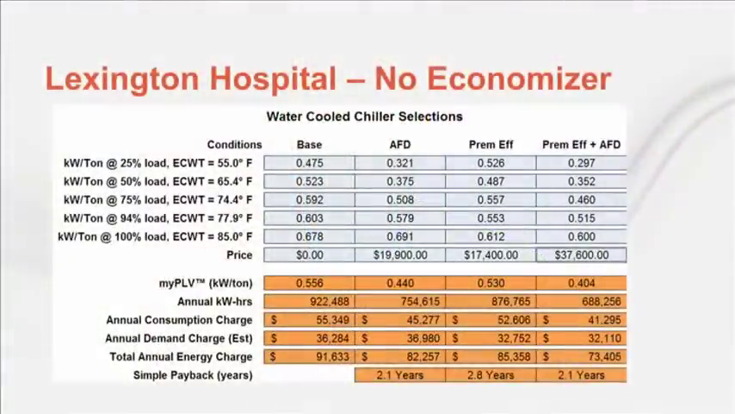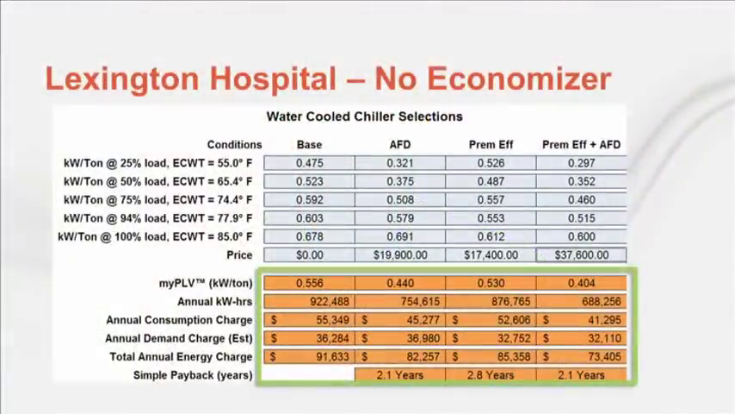Next, we'll move to an existing hospital in Lexington, Kentucky. And in this case, the hospital does not have an air side economizer. Even though the demand charge is higher, the variable speed drive chillers have a quicker payback than a constant speed premium efficiency chiller. But if an AFD is added to that premium efficiency chiller, the payback is the same as just an AFD, and there are additional energy and energy cost savings available.